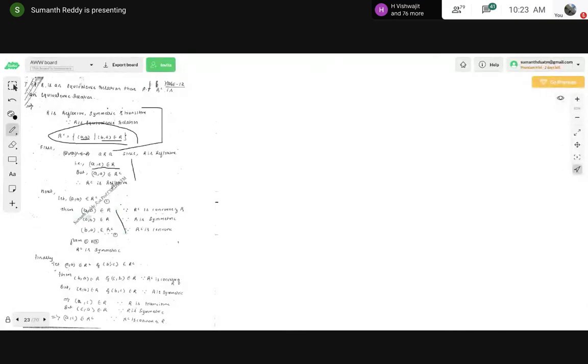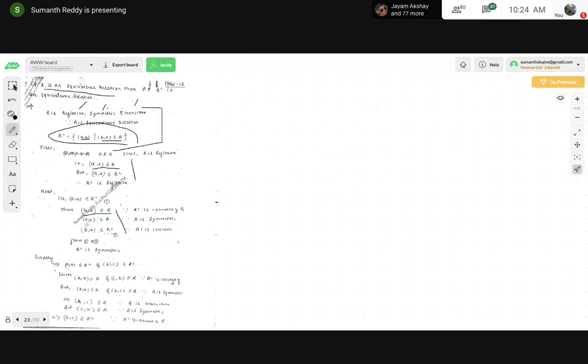Similarly, if I have (B, A) belonging to R, then what does its converse contain? Its converse means (A, B). My assumption here was (B, A) belongs to R, but in the question it is given that R is an equivalence relation, and since R is an equivalence relation, obviously it will be reflexive, symmetric, and transitive, correct? So if (B, A) belongs to R, then (A, B) will also belong to R, because R is an equivalence relation, correct?